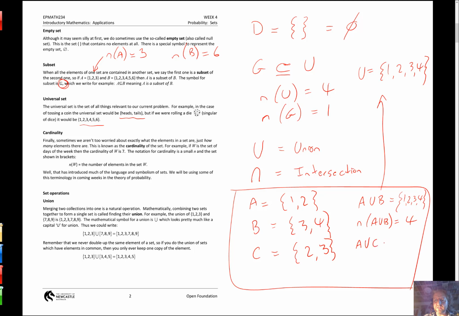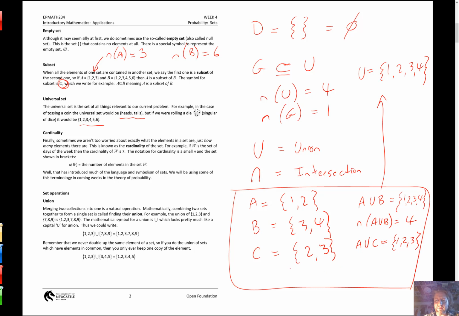What if I said, what is A union C? Well, A union C is a combination of 1, 2 and 2, 3. I don't write 1, 2, 2, 3. I just write 1, 2, 3. That's A union C. 1, 2, 2, 3 is just a 1, 2, 3. The elements in A union C are 1, 2, 3.